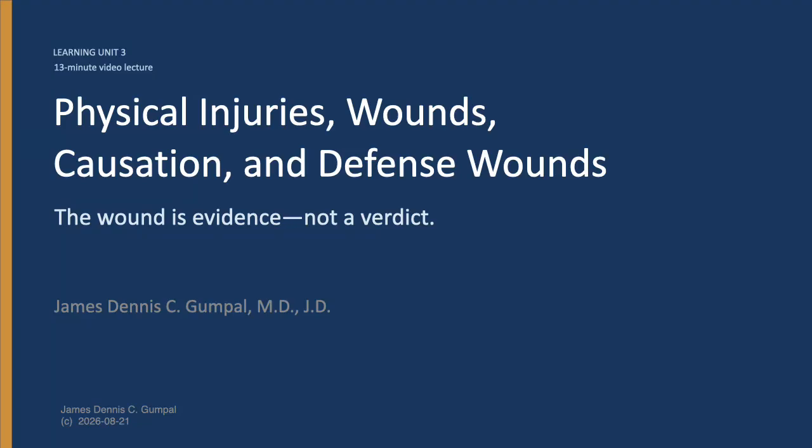A wound can be eloquent, but it cannot testify to everything. In this lecture, we will ask what injury characteristics may establish about mechanism, fatality, causation, and the circumstances of an attack, and where medical inference must stop. Our governing proposition is the phrase on the slide, "The wound is evidence, not a verdict." We will move from description to medical inference to evidentiary inference and finally to legal judgment. Each step adds information but also demands greater caution.